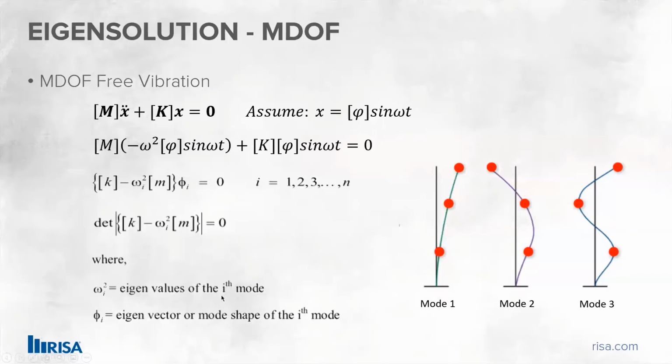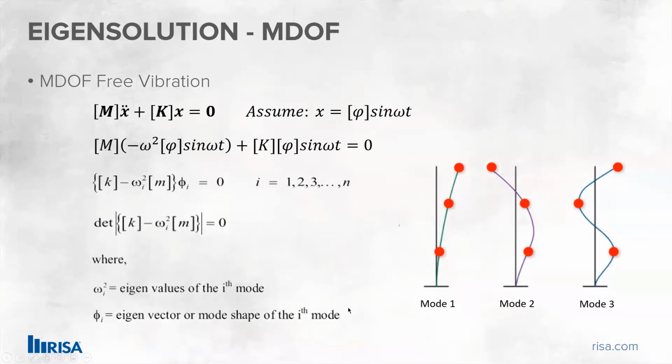So the number of omega values depends on how many degrees of freedom you've got. In this case, we have a 3 degree of freedom system, so I is equal to 3. So we will get 3 omega values, which are also called eigenvalues. And also we have 3 phi values, which are 3 different eigenvectors.